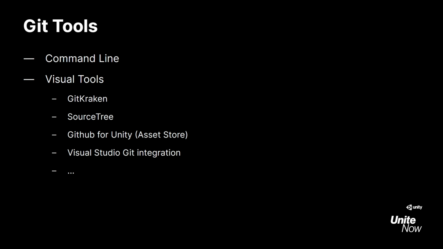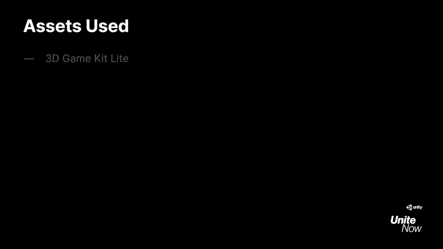Also, to use command line, the setup can be a little bit different depending on the operating system you are using. Another reason why today I will use a visual tool, as you only need to install it like any other software or app in your computer. Today I will use Git Kraken, which is available for Windows, Mac, and Linux, because I'm used to this tool, but feel free to use any other visual tools like Source Tree. They are more or less the same and provide the same possibilities. Today for this demo, I will be using the 3D Game Kit Lite.